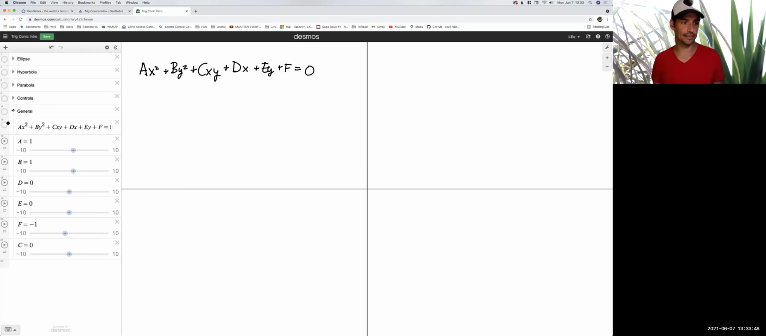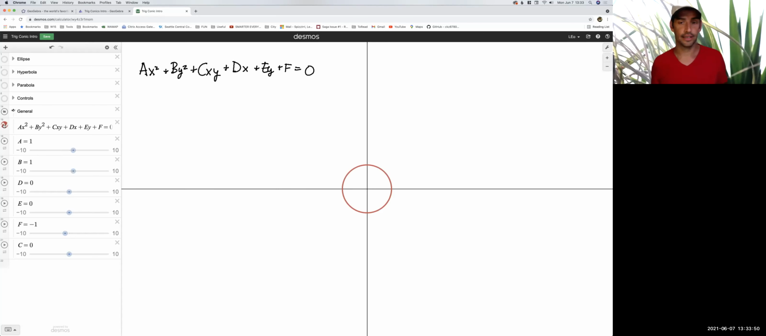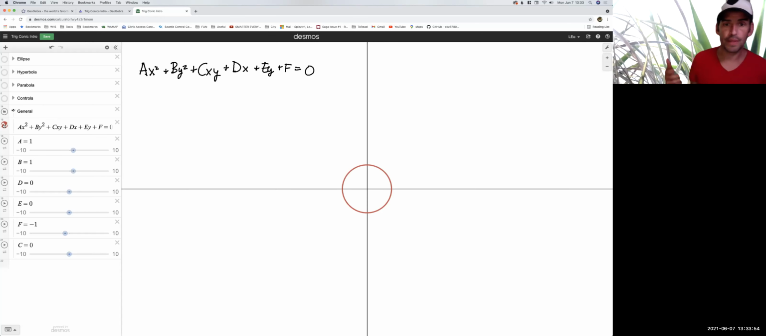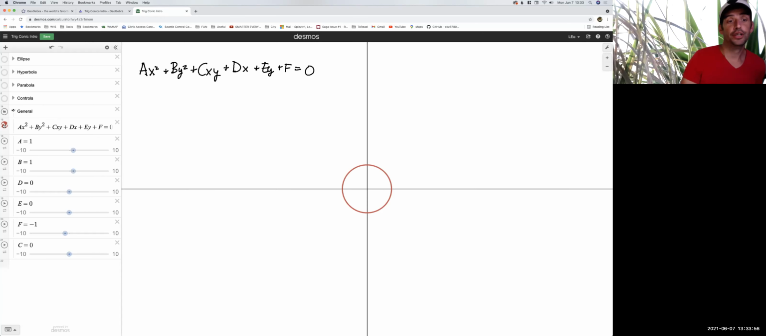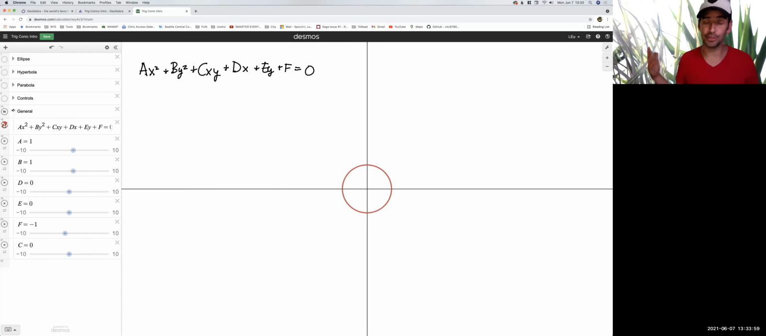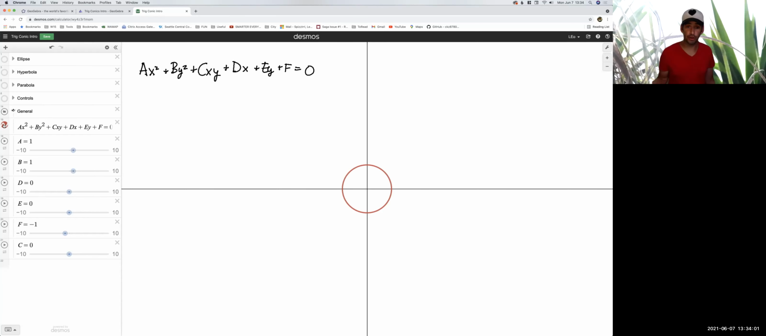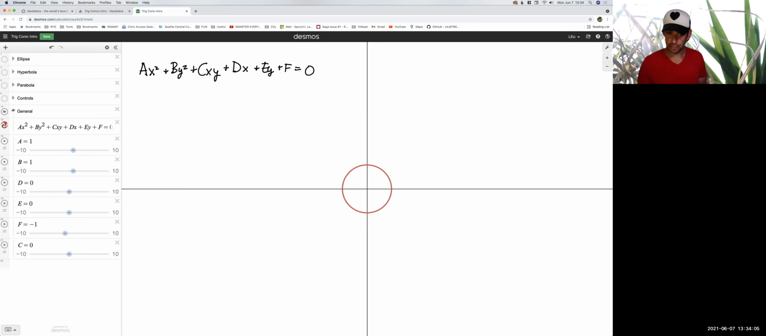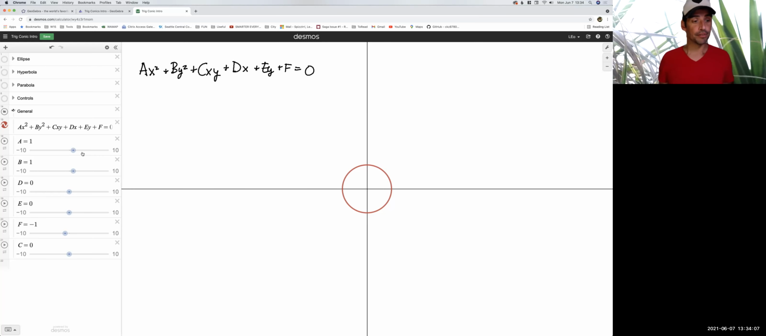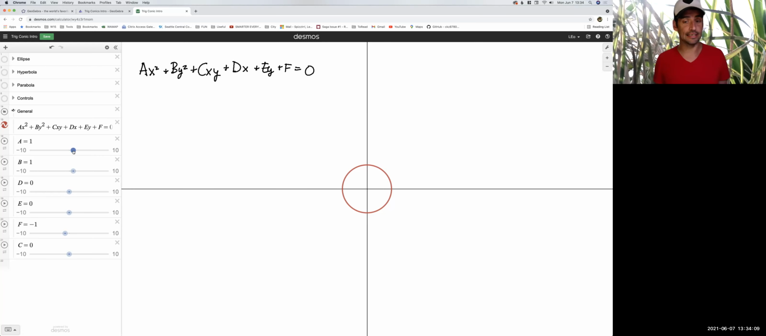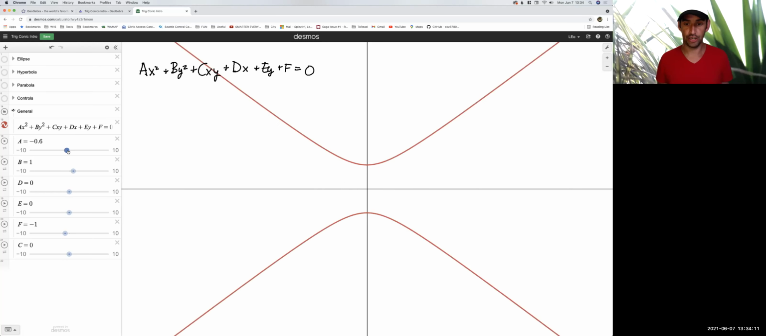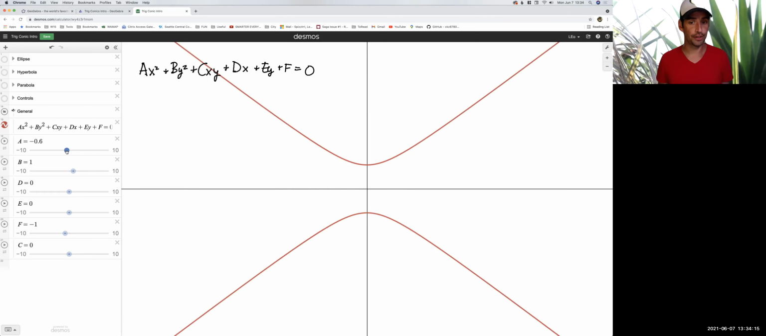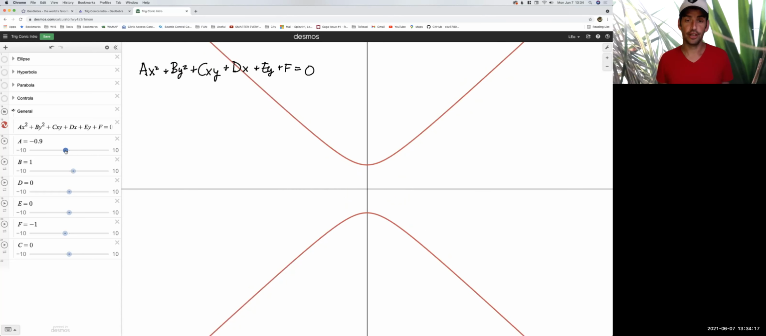So let's look at this equation. Here is that equation where I've chosen a and b to be 1 and f to be -1, which gives us x squared plus y squared minus 1 equals 0, or x squared plus y squared equals 1, which is the unit circle. But if I start changing these constants, for instance, changing a and b, it turns into an ellipse, or if I change it enough, it becomes a hyperbola.